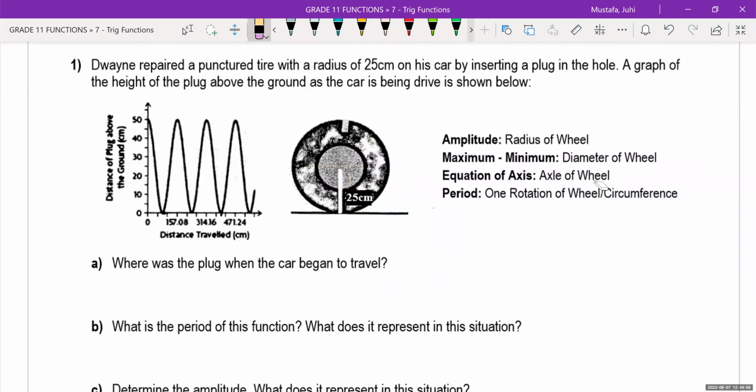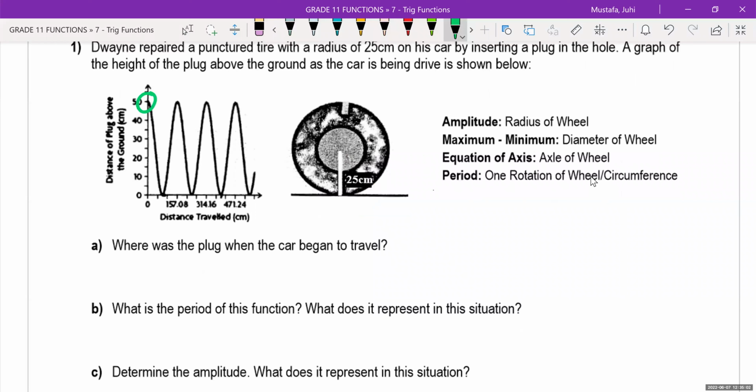Question A says, where was the plug where the car began to travel? So we're going to look at the initial point right here. Where was the plug? We can say it was at the top of the wheel. And we can also give a numerical answer, which is top of the wheel, 50 centimeters above the ground.